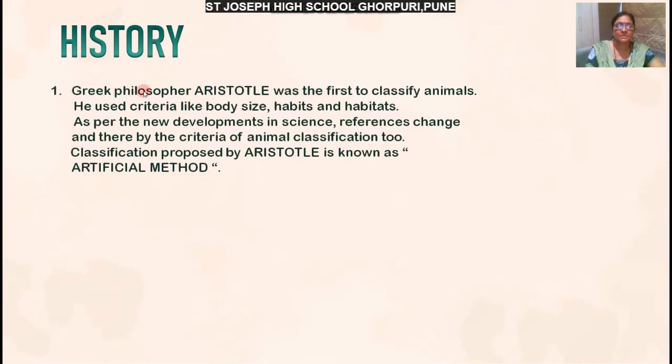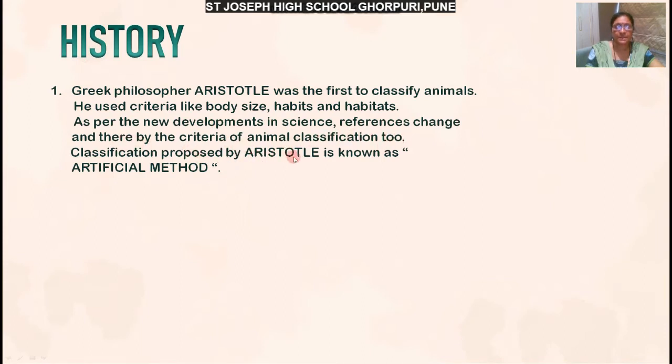The first scientist who proposed to classify the animals was a Greek philosopher called Aristotle. He was the first to classify animals. What criteria did he use? He used criteria like body size, whether big or small, habits of the animals, and habitats, the places where these animals live. As per the new developments in science, references changed, and thereby the criteria of animal classification.